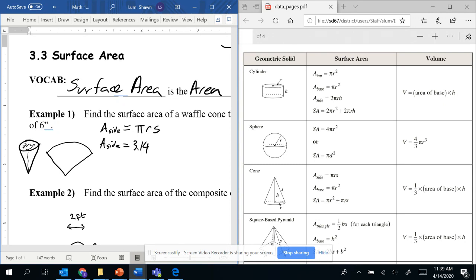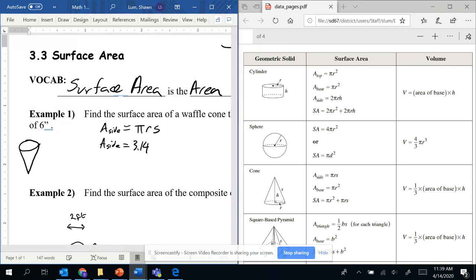And on that pi button, it should give you more digits than just 3.14. But you can just use 3.14. That's fine. Now it says R, and R stands for the radius. And it kind of gives you a little picture of what the radius is right here. So we're going to go back to our picture right here and fill in where the radius is.